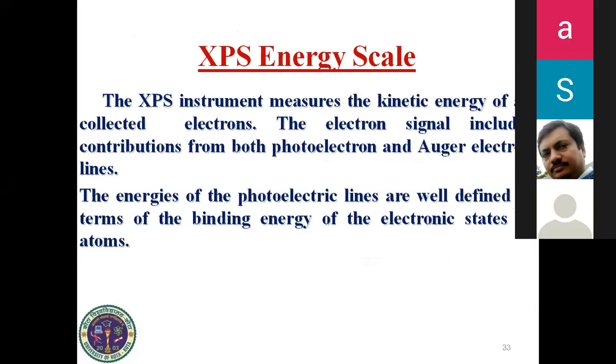Now the XPS energy scale. The XPS instrument measures the kinetic energy of all collected photoelectrons. This electron signal includes contributions from photoelectrons as well as Auger electrons. The energies of the photoelectric lines are well defined and quite sharp in terms of the binding energy of the electronic state of the atoms, and the Auger lines you can see as broad peaks.